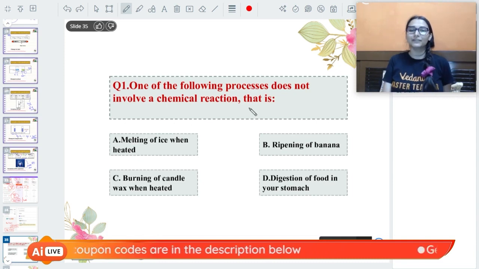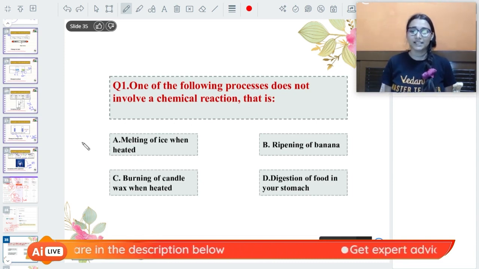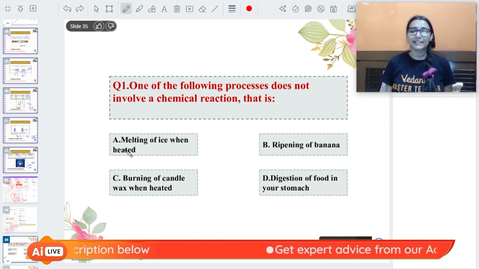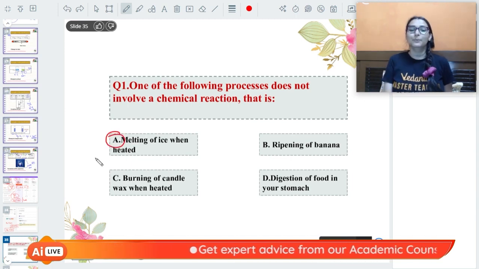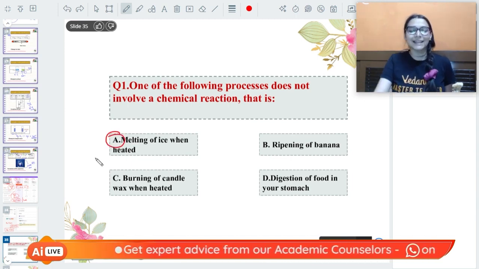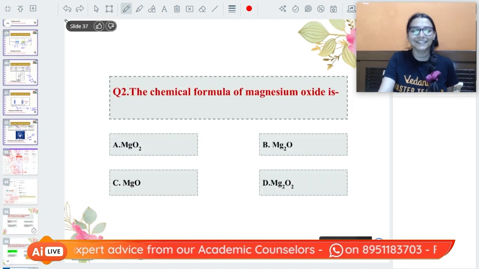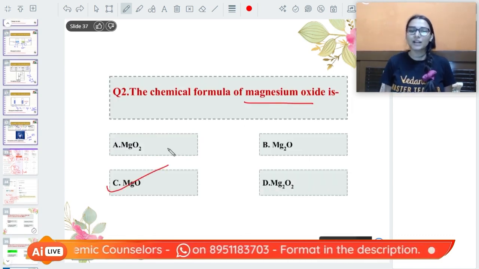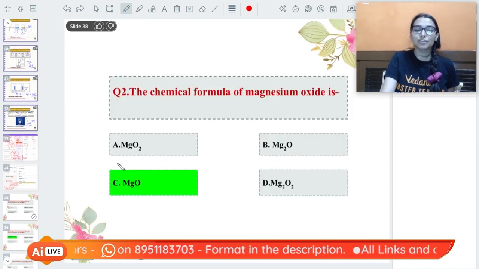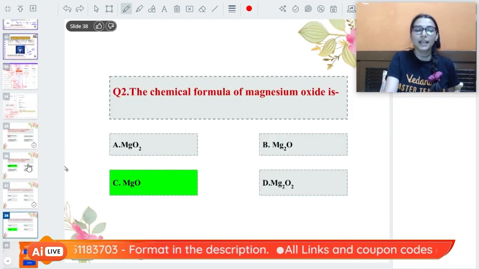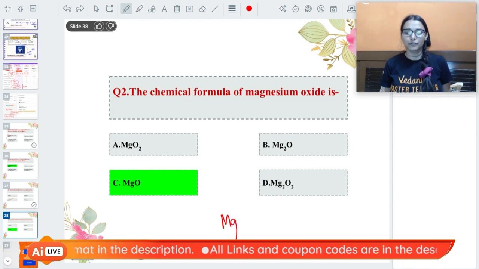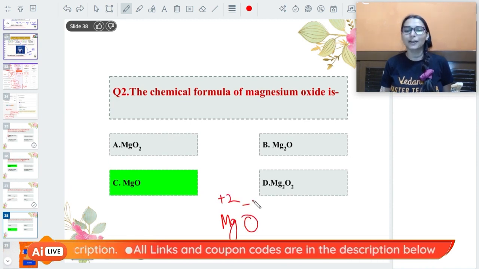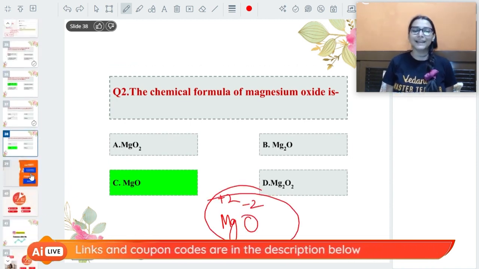Which of the following processes does not involve a chemical reaction? It is very simple: melting of ice when heated is a physical change, clearly. The chemical formula of magnesium oxide is MgO, because magnesium has a charge of +2 and the oxide ion has a charge of -2. So the formula is MgO.